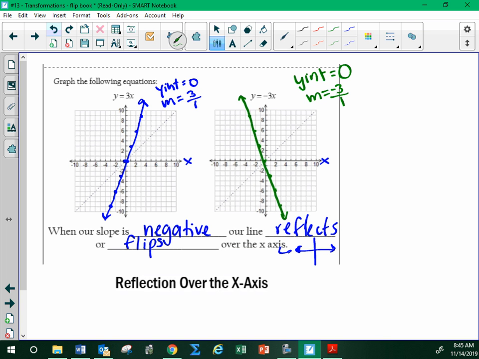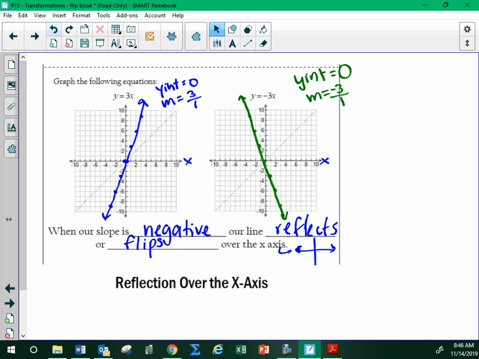So again, we see that what happened is this piece here got flipped upside down. See that over here. And then this got flipped upside down over there. Now what's nice with lines is that you don't have to worry about taking each point and flipping it across that x-axis. As long as you just do your slope, it'll take care of it for you. But what we call this is a reflection. Okay, it's a reflection over the x-axis.